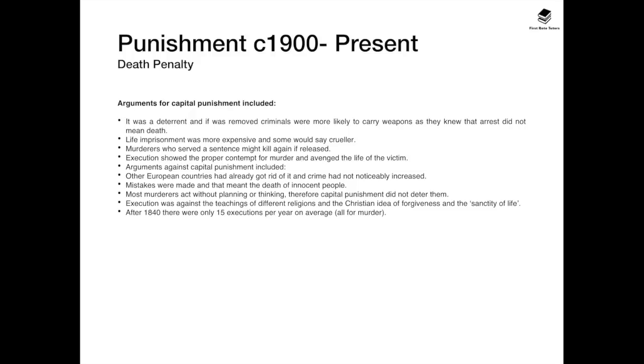Arguments against capital punishment included: other European countries had already gotten rid of it and crime had not noticeably increased. Mistakes were made, and that meant the death of innocent people. Most murderers act without planning or thinking, therefore capital punishment cannot deter them. Execution was against the teachings of different religions and the Christian idea of forgiveness and the sanctity of life. After 1840, there were only 15 executions per year on average for all murder.